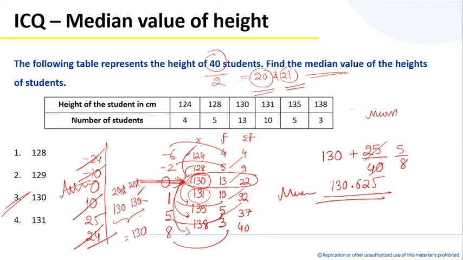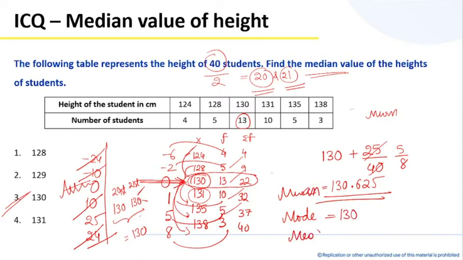130.625. Now what about the 131? It cannot be. Bhavani, please look at this. So similarly, what is going to be the mode? If you look at the maximum observations, they are happening for 130. So the mode is also going to be, in this case, how much? 130.